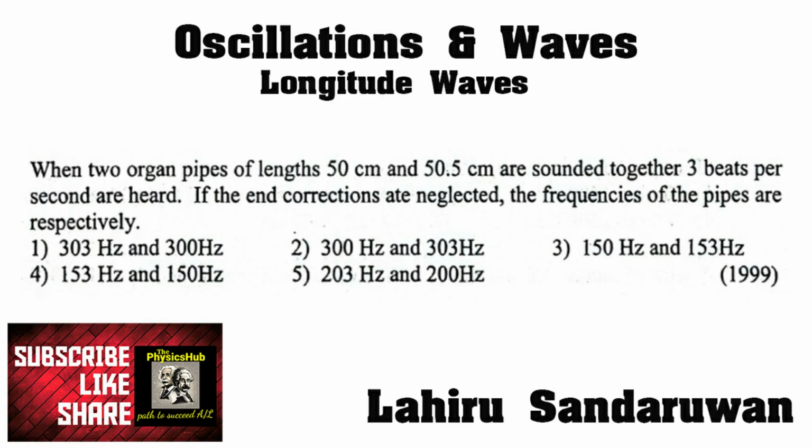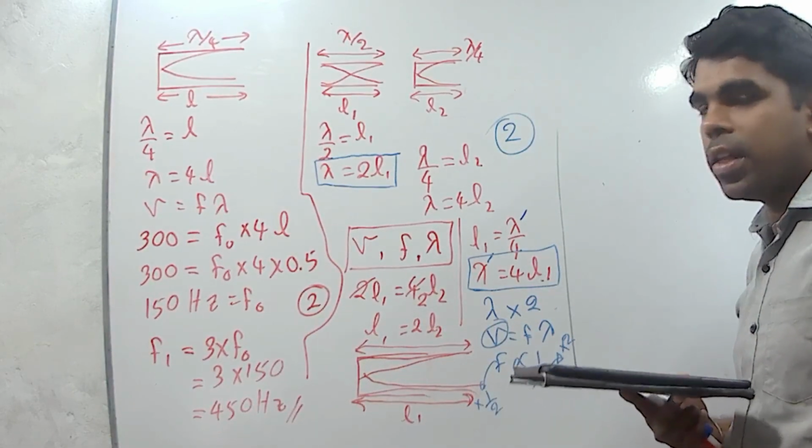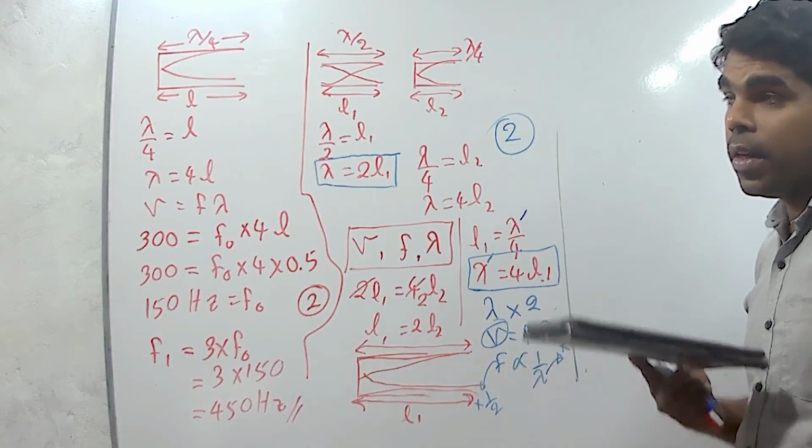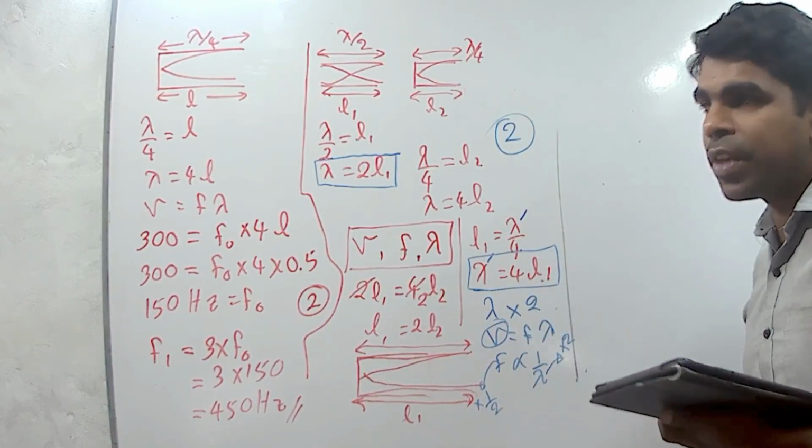When 2 organ pipes of length 50 centimeters and 50.5 centimeters are sounded together, 3 beats per second are heard. If end corrections are neglected, find the frequencies of the pipes respectively. We can observe 3 beats per second. Beat frequency means the difference between the frequencies.